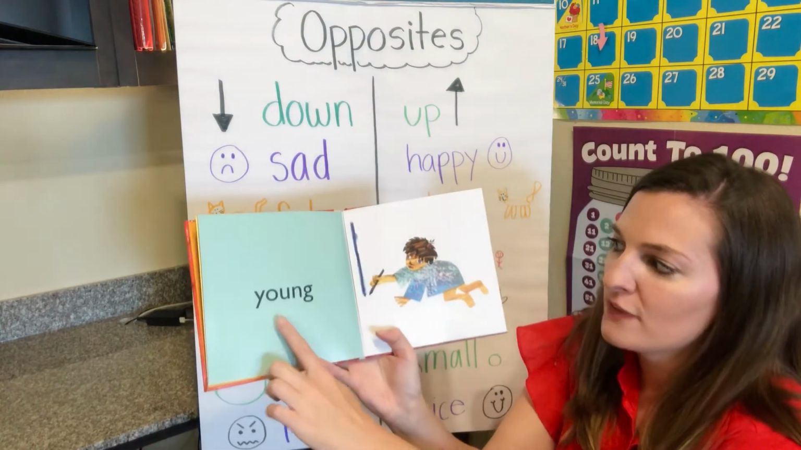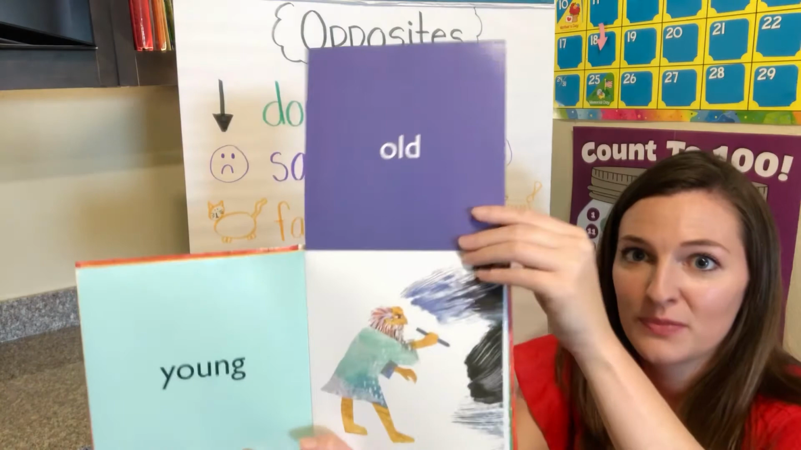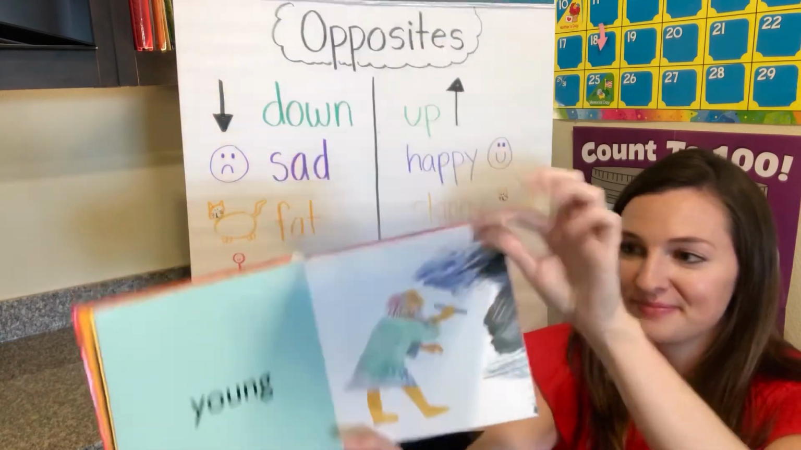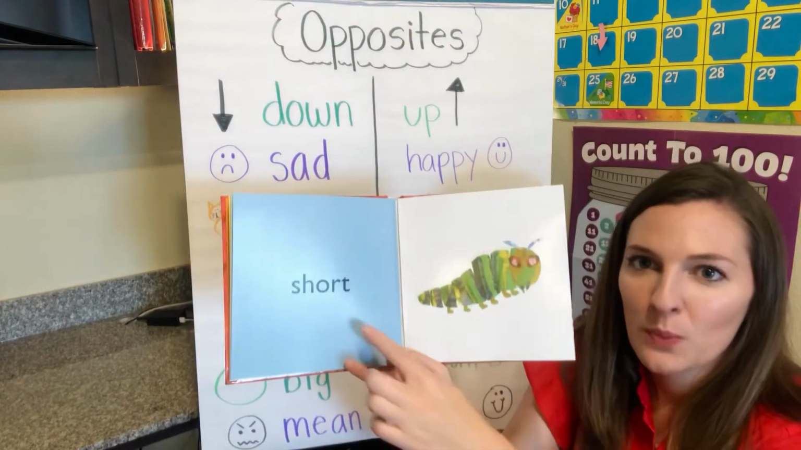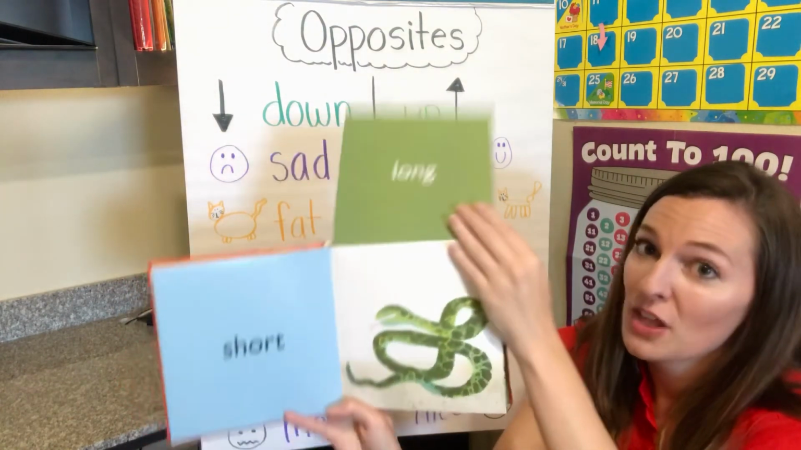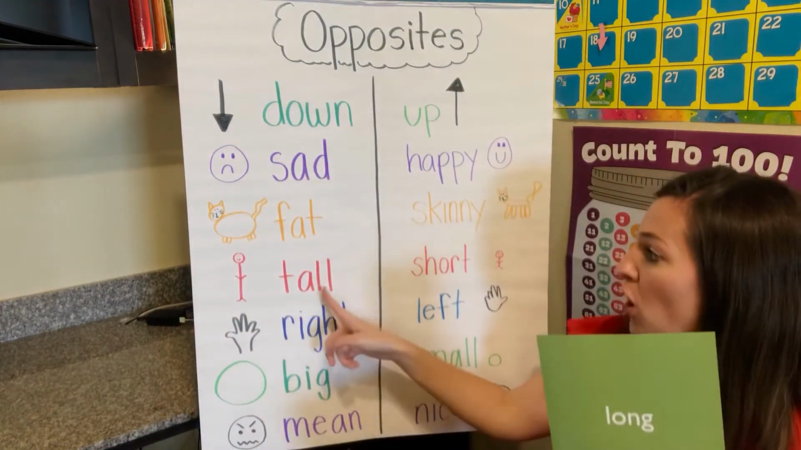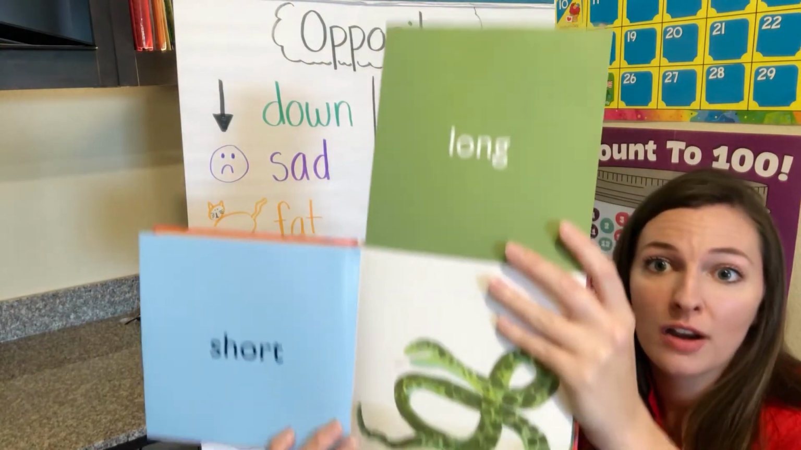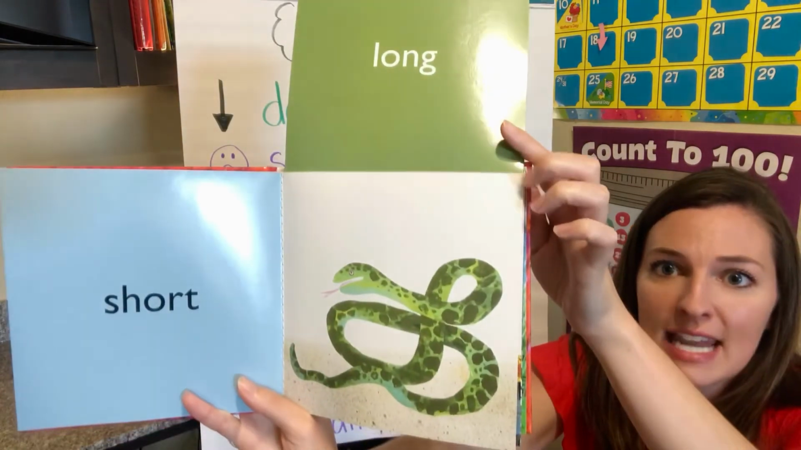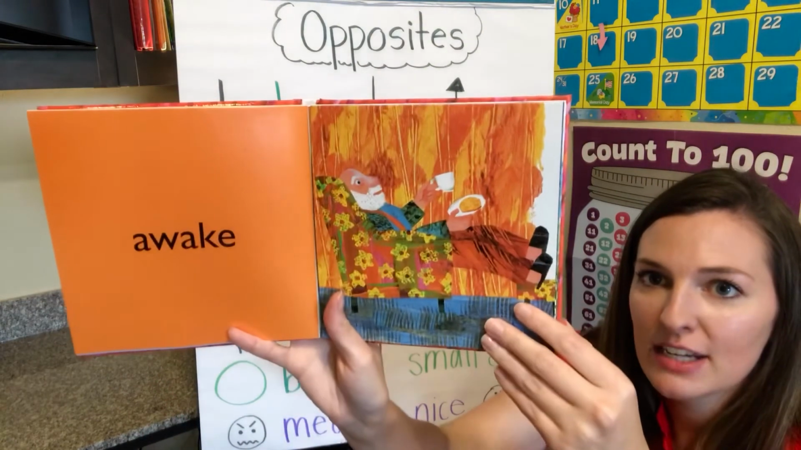What is the opposite of young? Old. Young and old are opposites. What about the opposite of short? Long. Long is another opposite for short. So we could use tall as an opposite for short or long. So that is a short caterpillar and a long snake. So short and long.